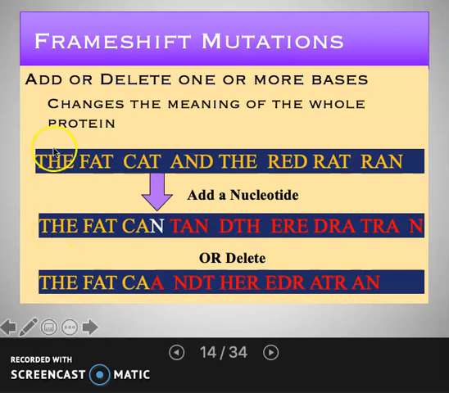So here I've got the sentence: the fat cat and the red ran, all three-letter words. If I added a nucleotide, that is, if I added an N here, and I kept the rest of the letters, but I'm still reading in three-letter words, I would move the reading frame downstream, and everything after this word would be wrong, at least in terms of the appropriate amino acid sequence. Or if I delete one, everything moves this way a little bit, and I still have got a wrong sequence.